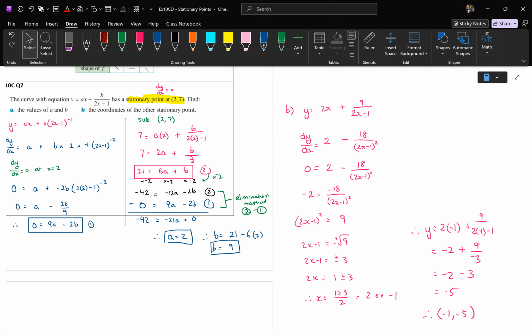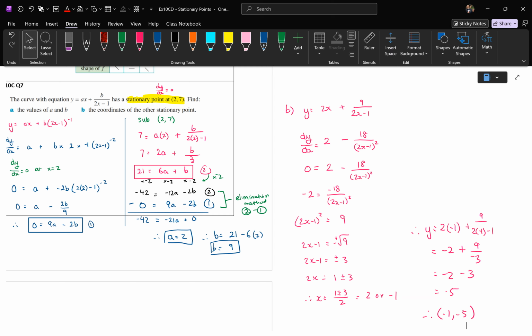So I move the 2 across, I swap the denominator and the value on the left side, or you can do a bit of manipulation there. And you end up with negative 18 on negative 2, which gives you 9. Get rid of the square, so you square root, and that's where you get your 2 possible solutions. Then you solve for x from there, add 1 on both sides, divide both sides by 2, and you should get 2 or negative 1. You already know there's a 2, so the other one must be negative 1. So back in to find the y value, and you should end up with negative 5.